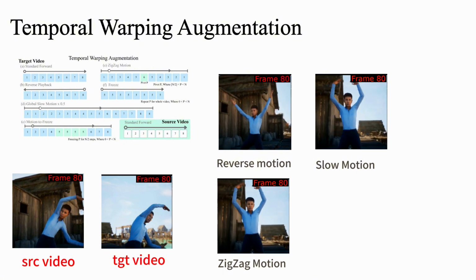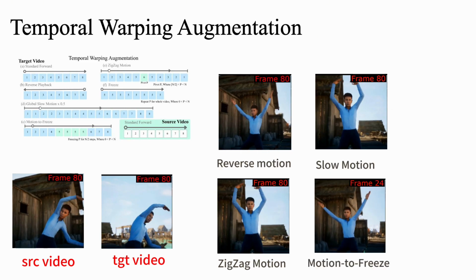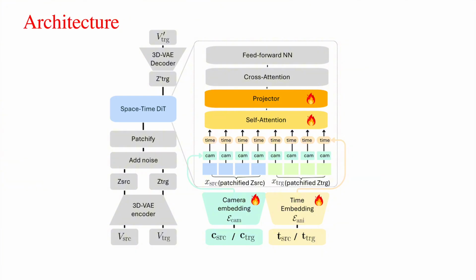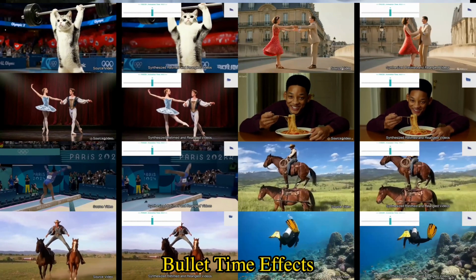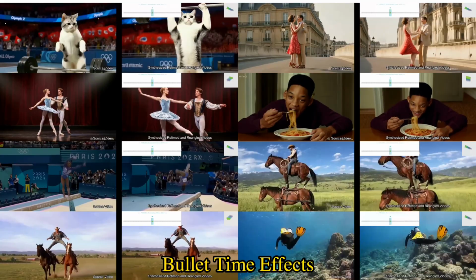This creates variations in the time sequence without breaking the temporal continuity of the video model. We also added freezing temporal augmentations, where frames are essentially repeated to mimic the bullet time effect in the target video. During training, the diffusion process is conditioned on both the camera trajectory and the temporal trajectory. Training with temporal warping augmentation directly leads to the model learning to disentangle space and time effectively.